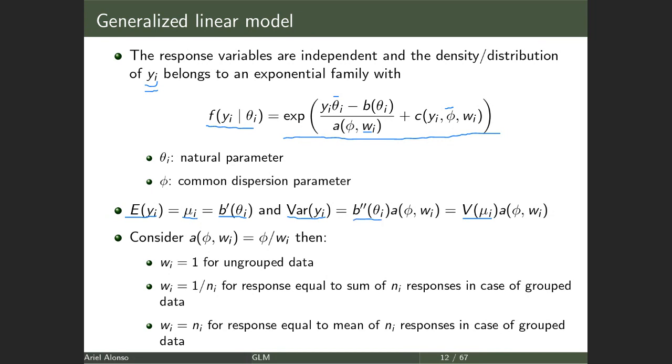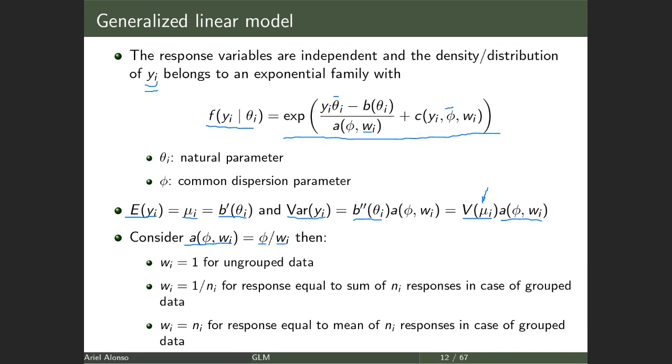It's the variance function, which is related to the mean, and then just times this function a that depends on the dispersion and the weights. And as I said before, typically we consider this a function as a ratio between the dispersion parameter and these weights. Typically, that's the expression that we use. And when you have w_i equal to 1, you have ungrouped data, like for instance, Bernoulli data.